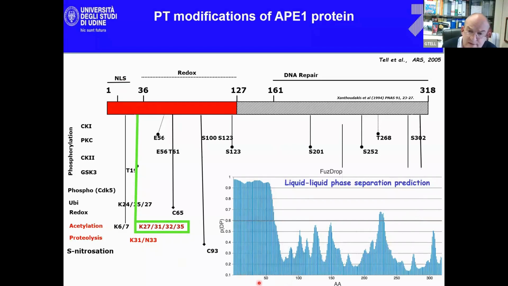Interestingly, this N-terminal domain, which bears a significant number of post-translational modifications, is also an important feature, in that it is an unfolded domain, the only main unfolded domain of the protein. This is the first feature. The second feature is that the characteristics of this N-terminal domain render the protein prone to be highly predicted for liquid-liquid phase separation, which is important for things that I will tell you later.